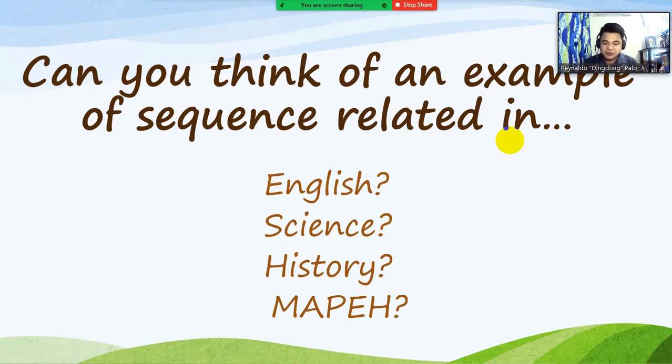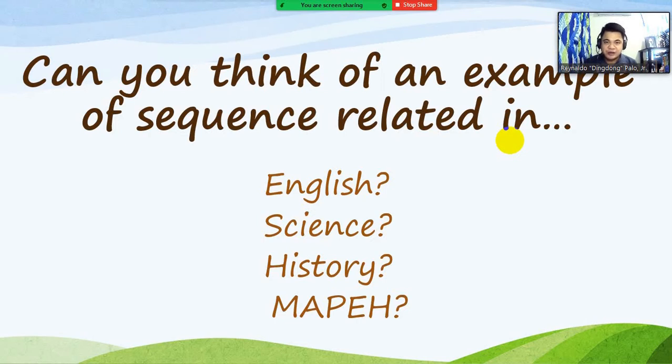Okay, how about in history? In history itself is a sequence because we are talking about past events. Like for example, the order of the presidents in the Philippines, the order of presidents in the United States of America. So that is an example of sequence in history. Okay? And many more. And then, how about in MAPE, music, arts, PE, and health?